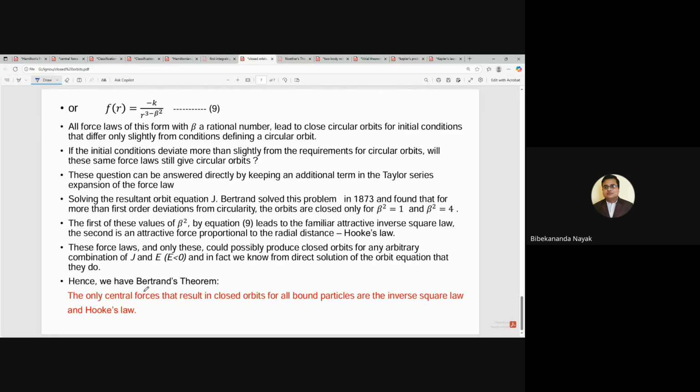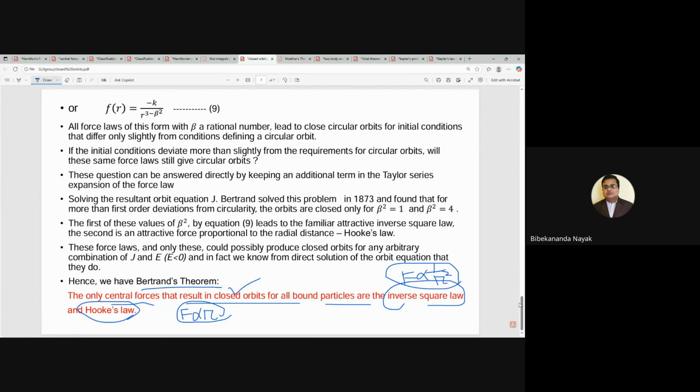The derivation is here, but the derivation is not important. Bertrand's theorem states that the only central forces that result in closed orbits for all bound particles are either the inverse square law of force or Hooke's law. Hooke's law means a simple harmonic oscillator, force proportional to distance. Either force proportional to distance or force proportional to 1 by r square. In only these two cases do we get closed orbits for all bound particles. That is Bertrand's theorem.